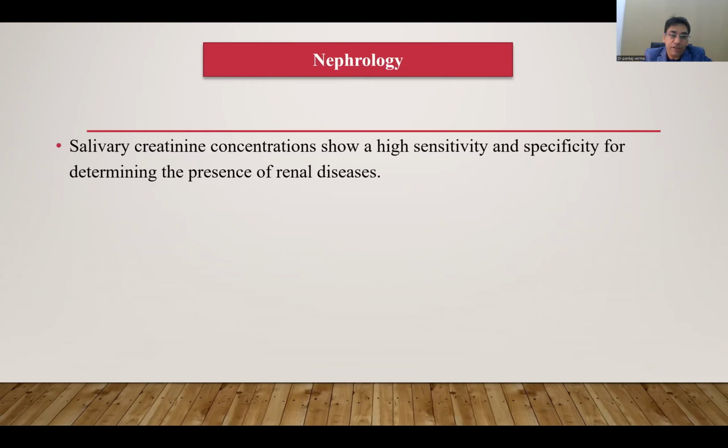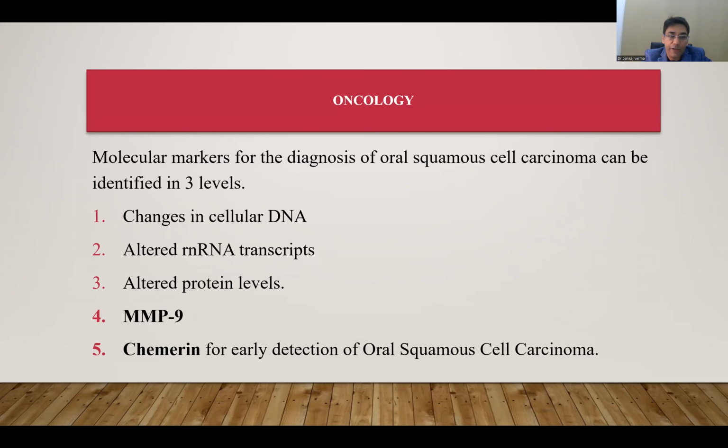In nephrology, the salivary creatinine concentrations show high sensitivity and specificity for determining renal diseases. In oncology, various molecular markers for the diagnosis of OSCC can be identified in three levels: changes in cellular DNA, altered mRNA transcripts, altered protein levels. MMP9 and Cameron are used for early detection of oral squamous cell carcinoma.